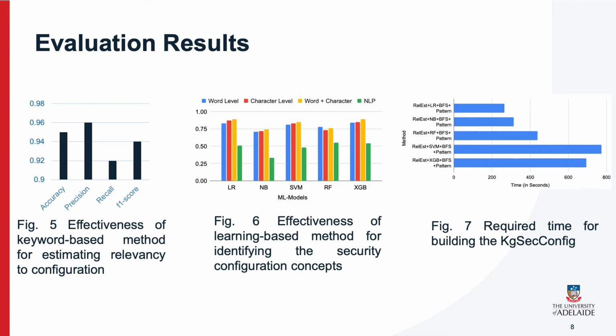Our evaluation results showed that we achieved good performance in terms of keyword-based method for estimating the relevancy of configuration document. For machine learning-based approach to localize and extract the key configuration concepts, combination of word and character level features perform better than other features. Lastly, we observed that logistic regression model takes the least amount of time than other models. Since the latest industrial practice is highly focused on cost-effective solution, that means optimum performance with minimum resources, we suggest to use logistic regression-based method for KGSecConfig construction.